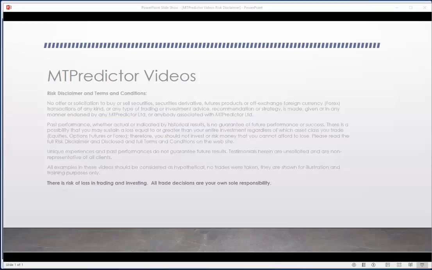In today's MTPredictor video, I'd like to have a look at some of the new features in our brand new MTPredictor version 8 that's just been launched, in particular looking at some Forex examples.